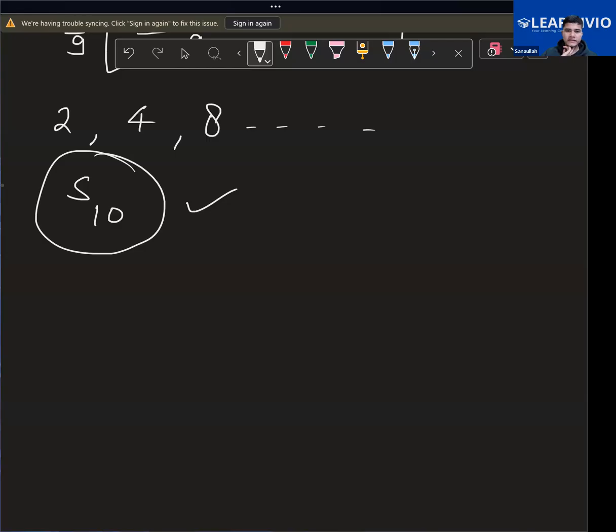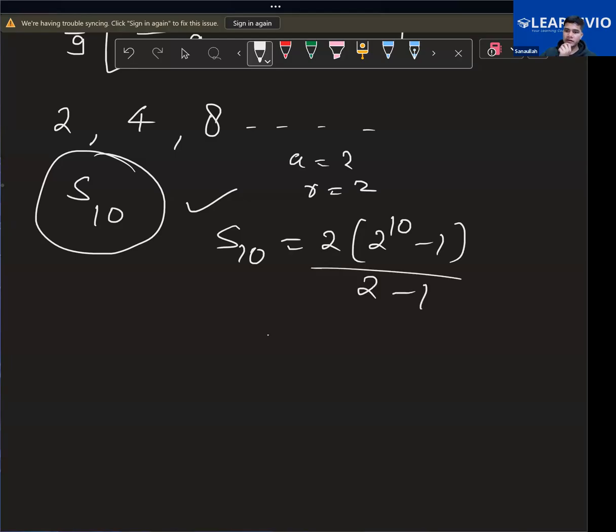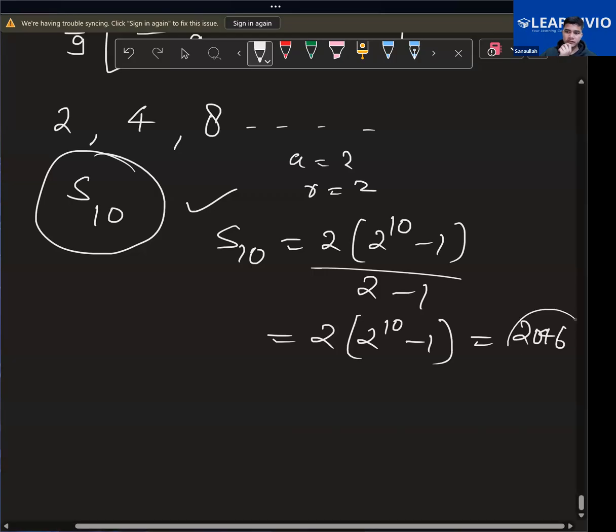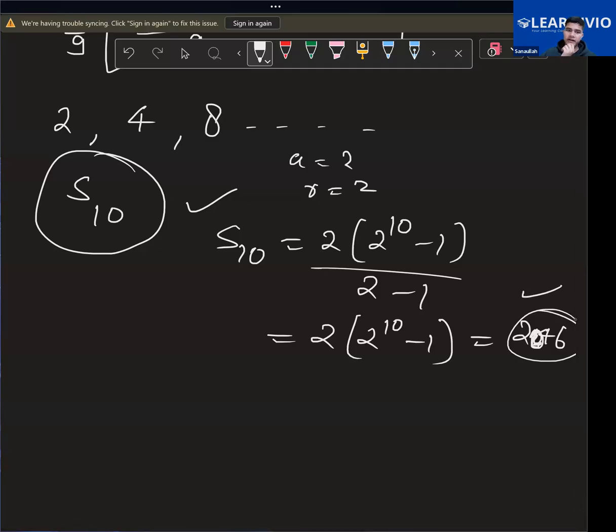What is A? A is 2. What is R? R is also 2. What is S10? S10 will be 2 times (2 power 10 minus 1) over (2 minus 1). When you solve everything, you will get 2046. So there are 2046 ancestors till the 10th generation.